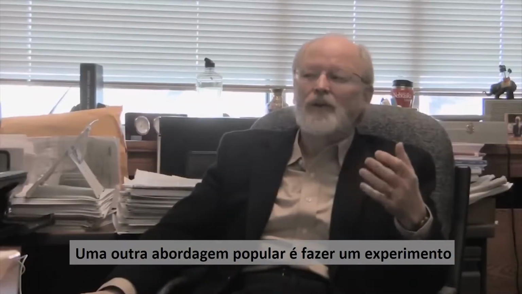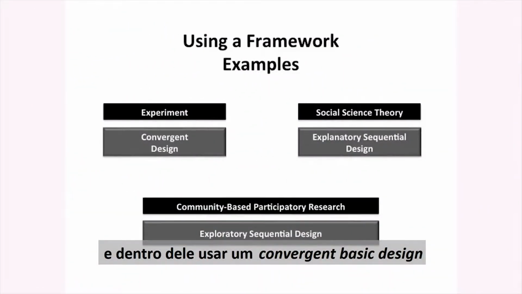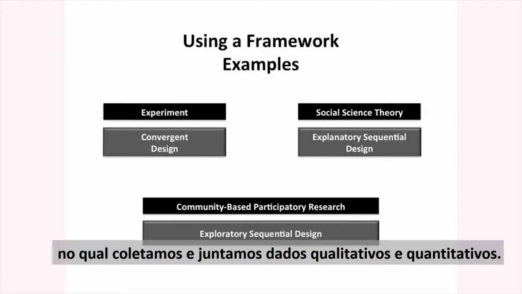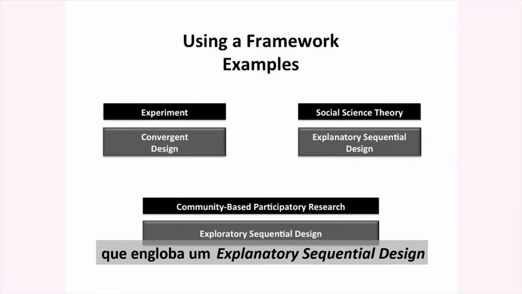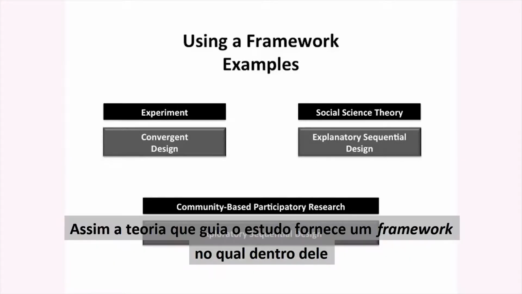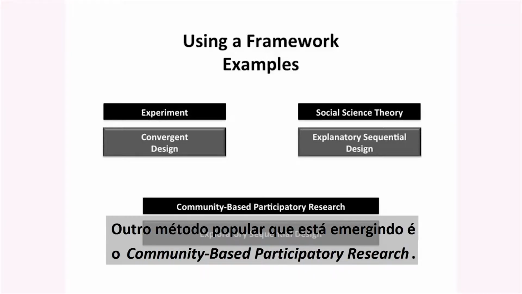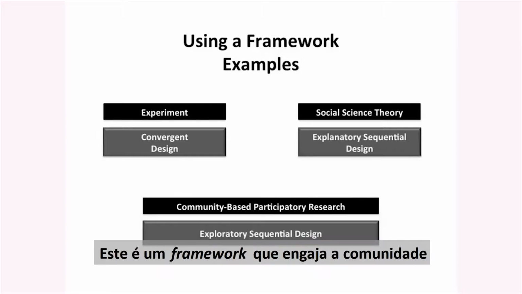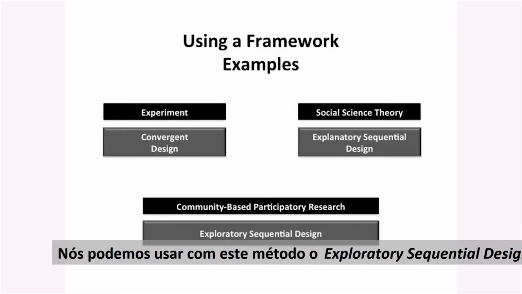One of the popular approaches here is to do an experiment. And within that, to use a convergent basic design where we gather both quantitative and qualitative data and bring them together. Another one would be to use a social science theory that surrounds an explanatory sequential design. So the theory that kind of guides the entire study, it provides a framework for which we then start quantitatively and follow up qualitatively. Another popular one that's emerging is a community-based participatory research. That's a framework for engaging the community and getting them involved in decisions throughout the research process. We might use that in an exploratory sequential design.